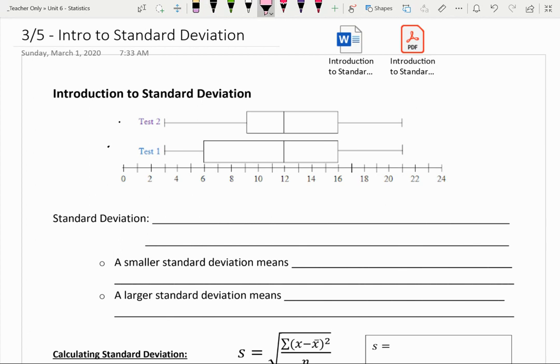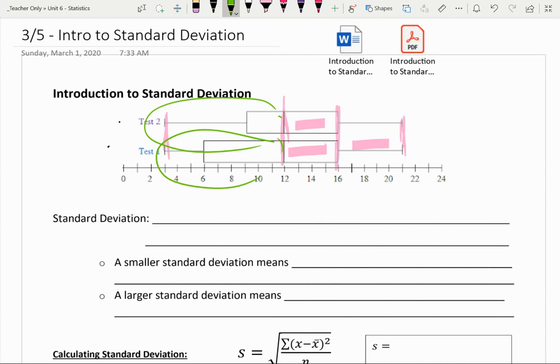Now, some things that we might notice about these test scores is they have the exact same median. They have the exact same maximum and the exact same minimum. And they have the same upper quartile. So in fact, that upper 50% is spread out between the same two values there. Now, there is a little bit of variation in the lower half of the data, depending on how those scores are spread out. But just on this box plot alone, it's hard to tell which test did better.